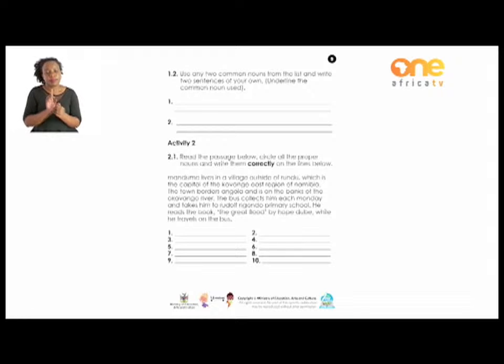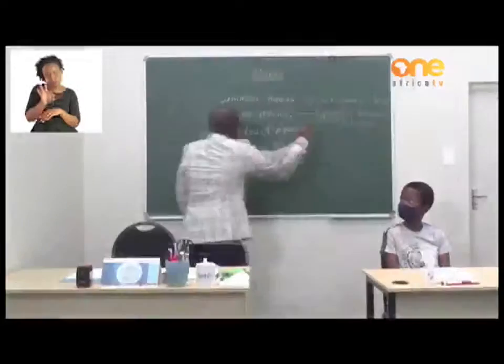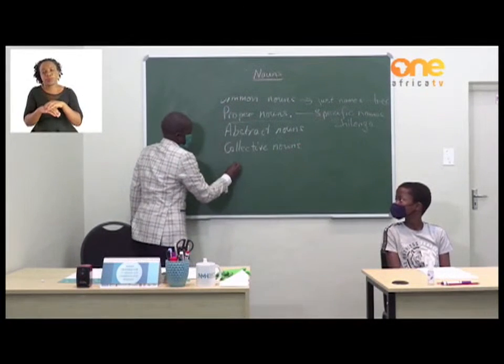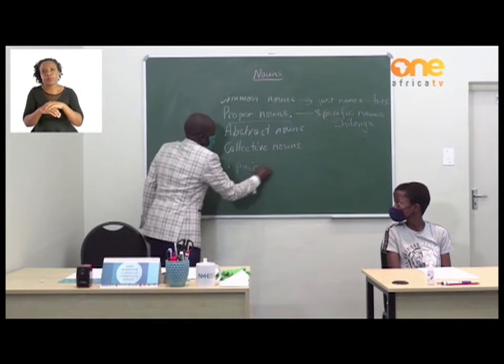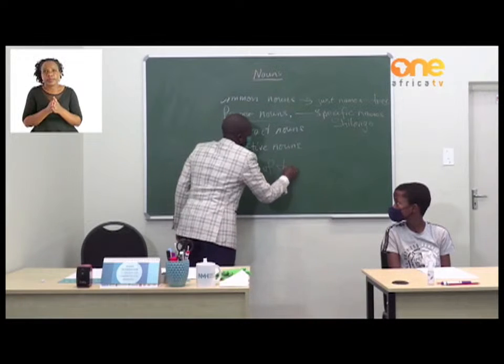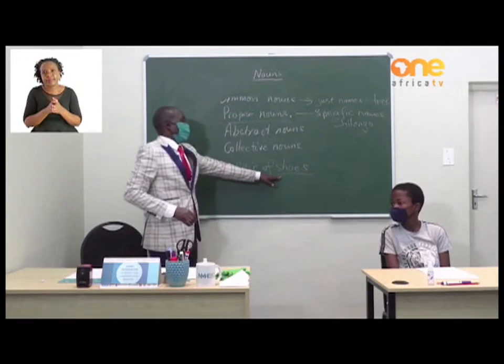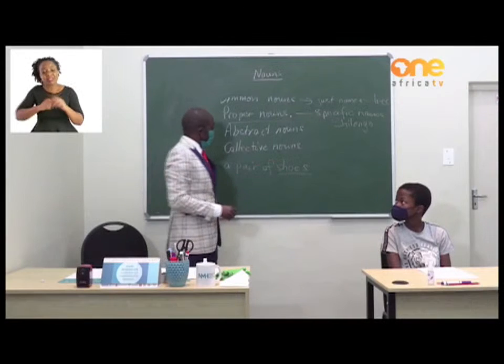The first one says, use any 2 common nouns from the list and write 2 sentences of your own. Underline the common noun used. For example, I will choose shoes, a pair of shoes. Right. This word shoes is my noun, and I want to use it in a sentence.